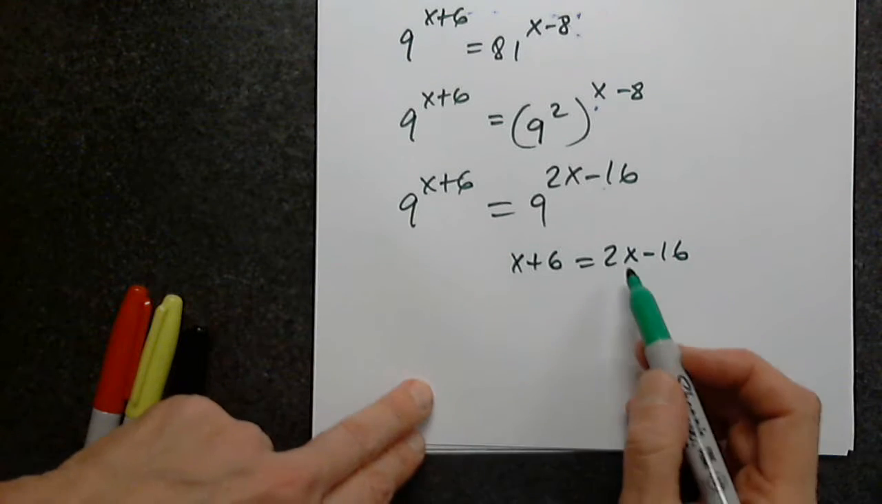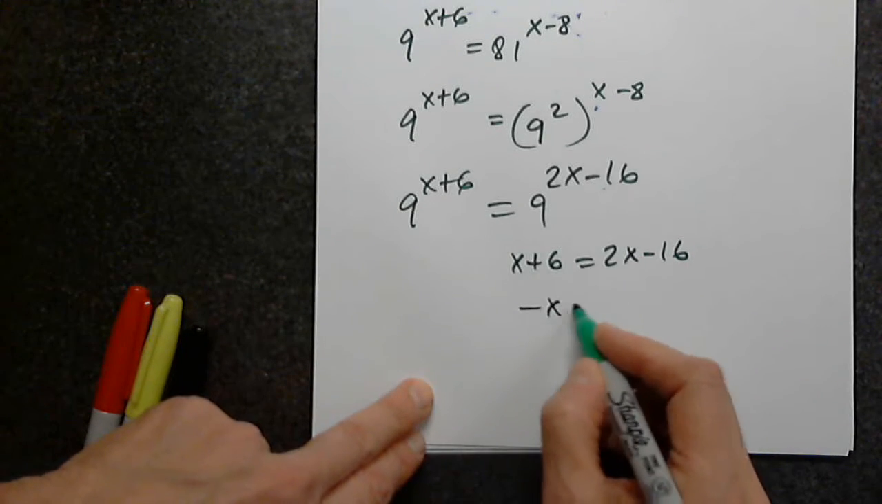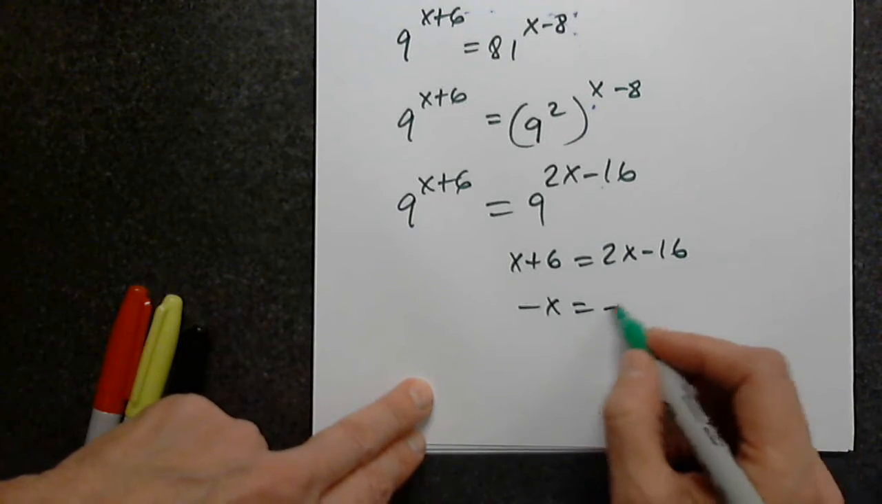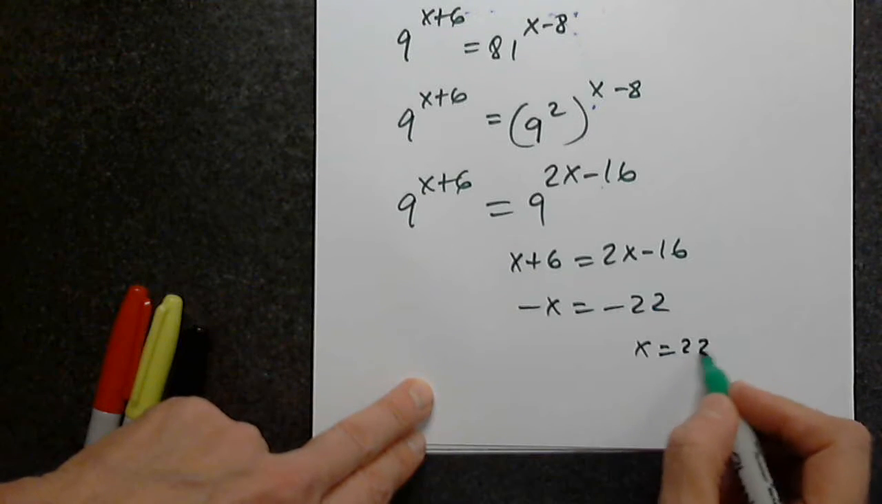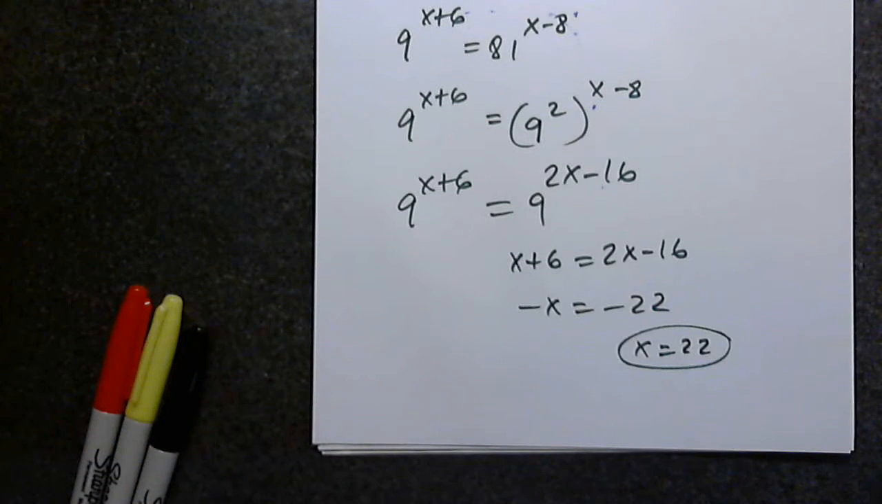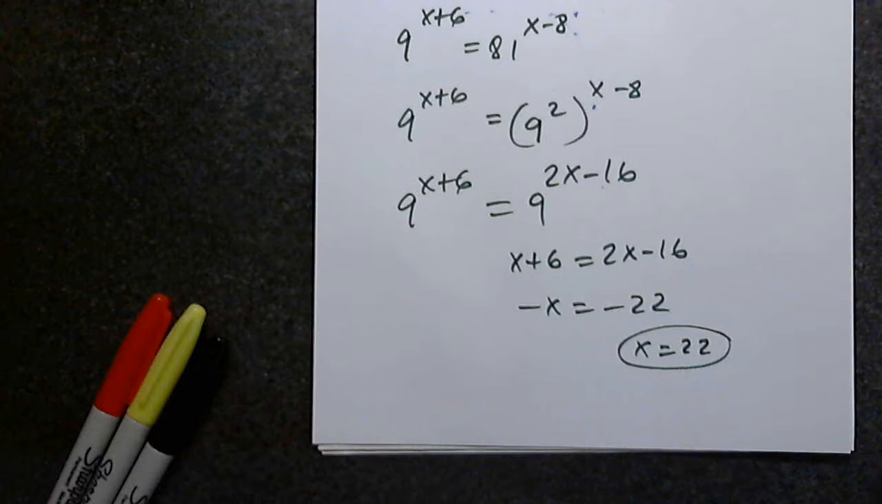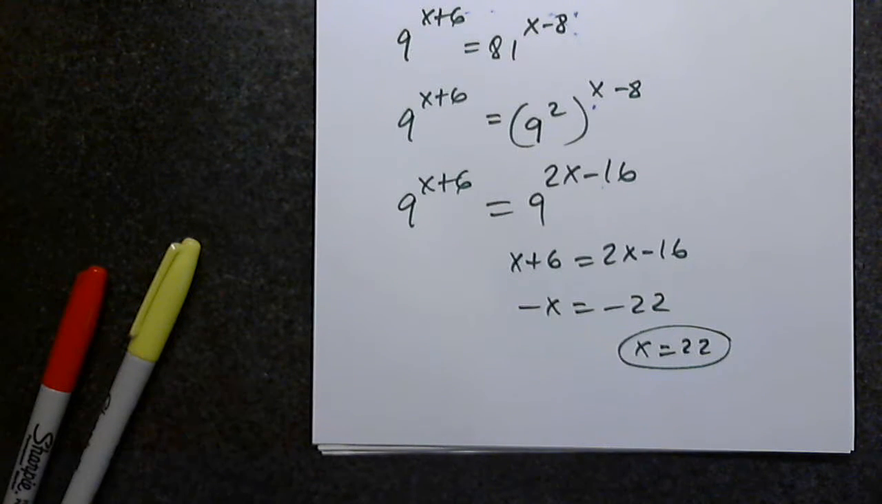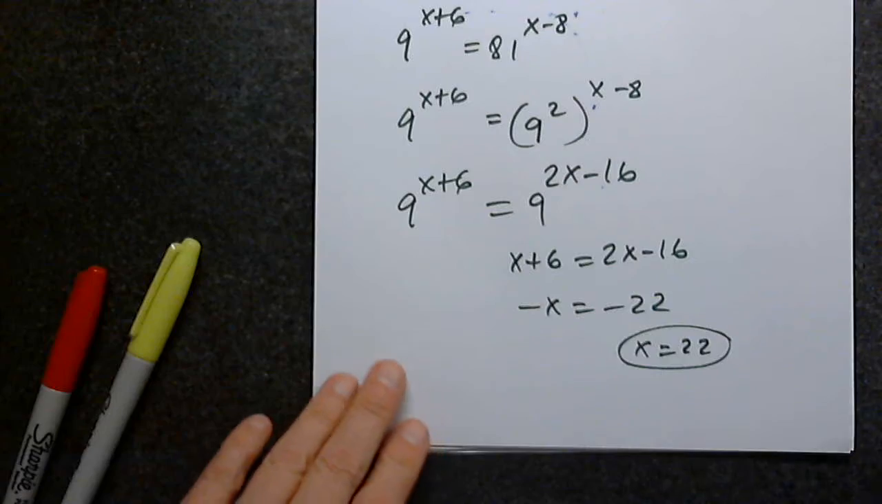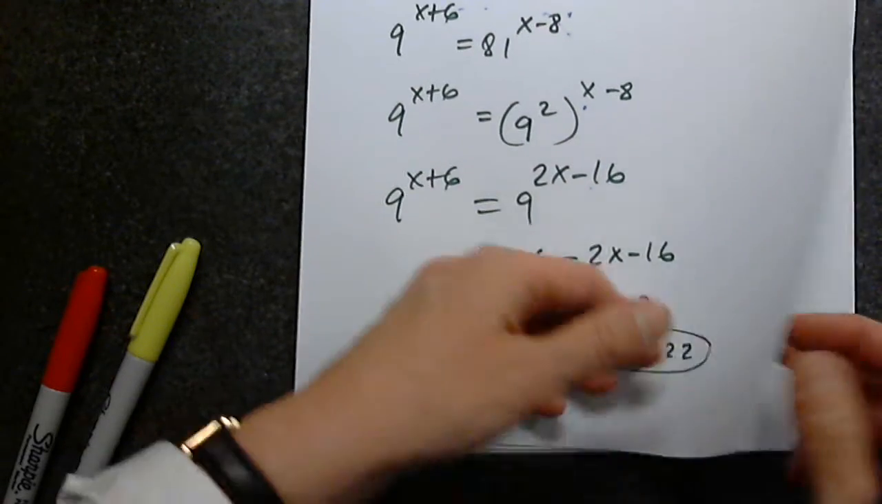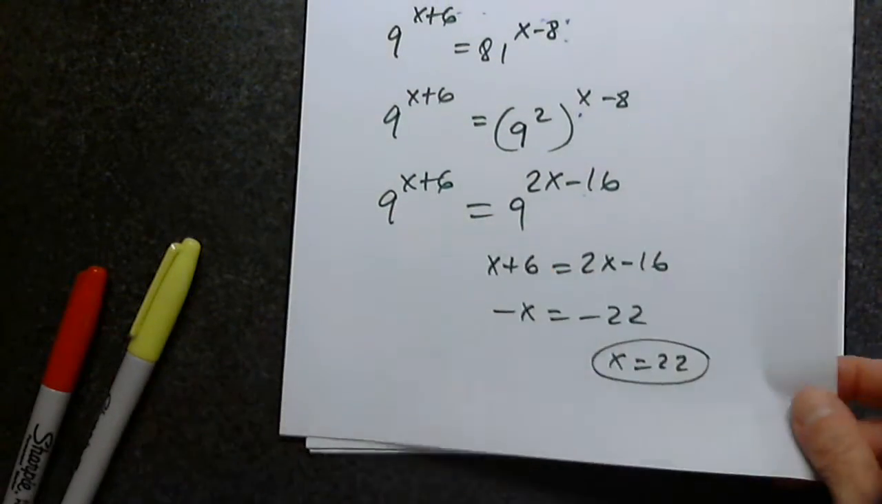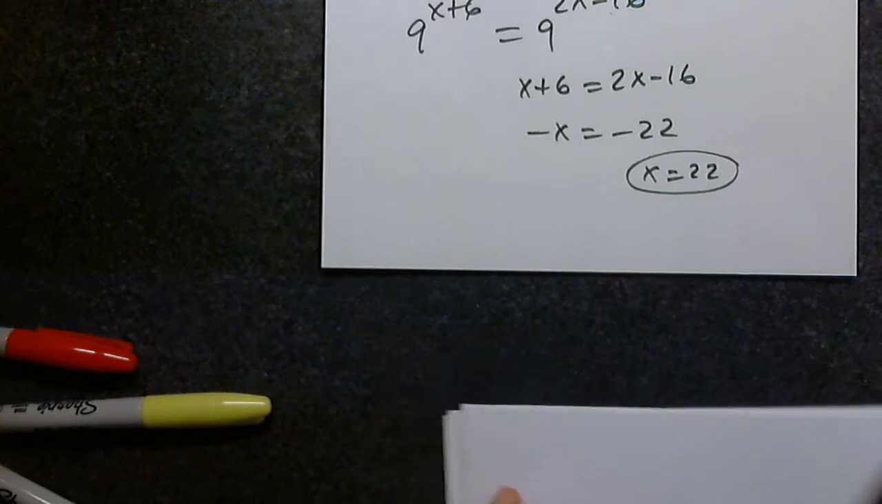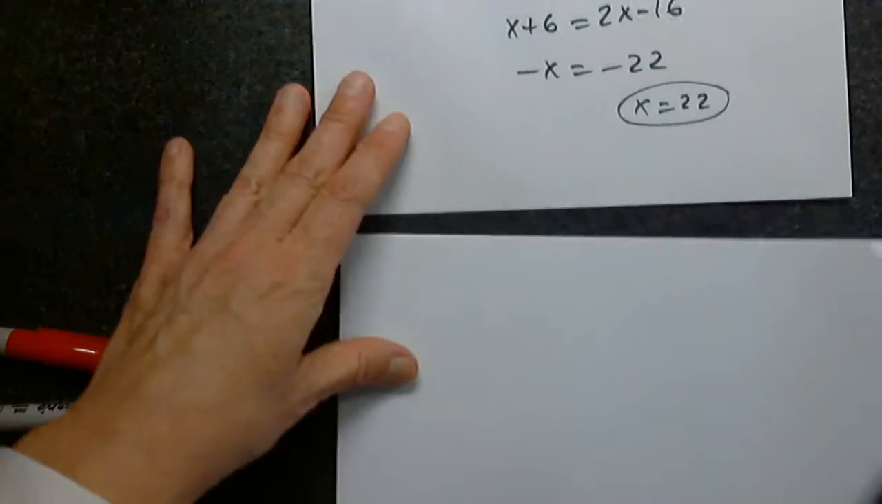Now this is linear. I move 2x, I get negative x. I move 6, negative 22. So x equals 22. Now the next one cannot be done this way, because the left-hand side and the right-hand side, we will not be able to present those with the same base. It's not going to work this time.